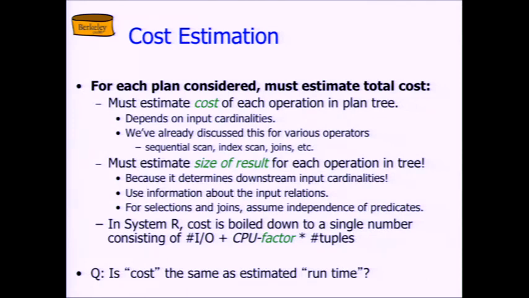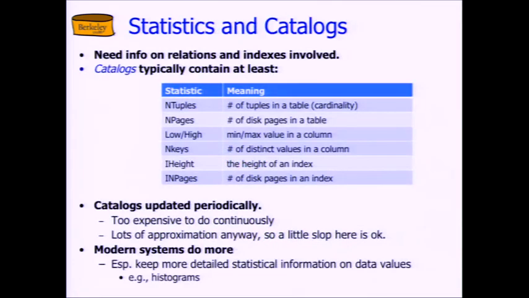So how are we going to do that? Well, first we're going to start with some information about the base tables, statistics in the database catalog. We're going to want to know what relations we have and what indexes we have. And the catalogs will typically contain, at bare minimum, the following statistics. This is the System R 1970s era statistics. How many tuples are there in each table? Let's keep track of that. How many disk pages are there in each table? Let's keep track of that. Those are the two statistics we've been using so far to estimate the costs of our algorithms.